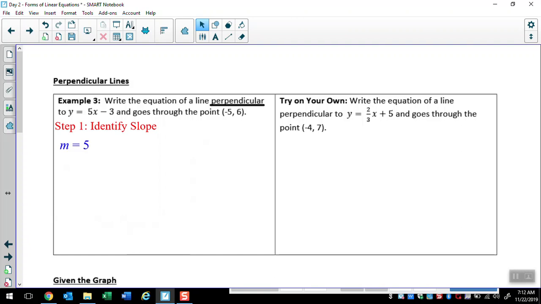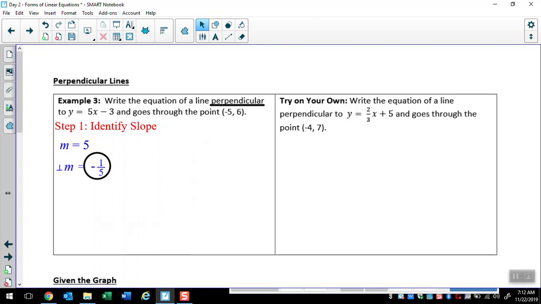But we don't want to use that slope because we have to write the equation of a line that's perpendicular. So perpendicular slopes, remember, we have to switch the sign and flip. So my positive 5, when I switch and flip, becomes -1/5. This is the slope that we're going to use when we go to do the rest of our problem.